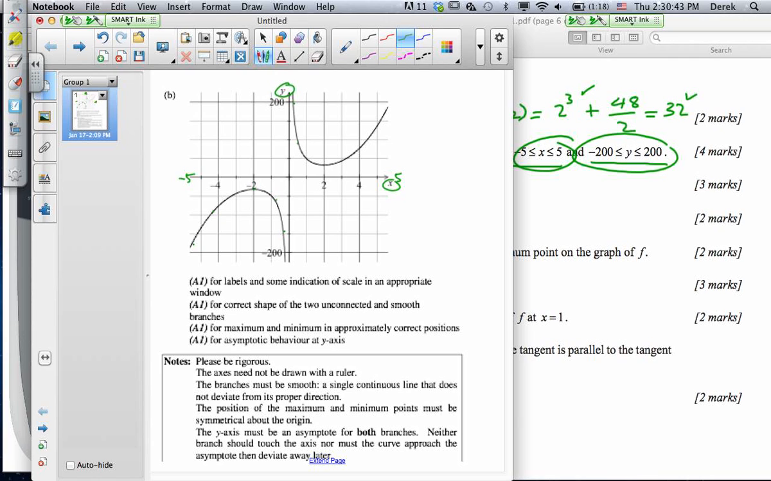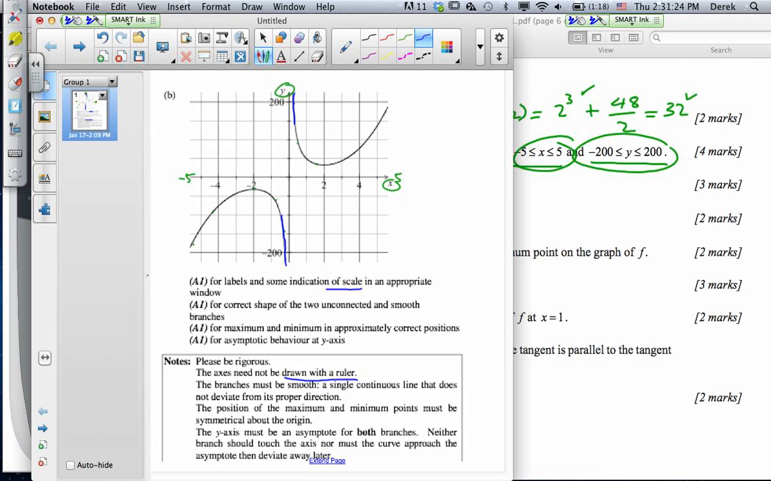Now in this graph over here, you can see that we've got an asymptote here. This is it. And you've got to show it drawn all the way down past your 200 to get your mark. Now to get your full marks for this, you would have to have done the following. The first mark is for labels and some indication of scale in an appropriate window. So you need a scale and also for labels. Now notice here the axis, it said need not, but I would always draw with a ruler.